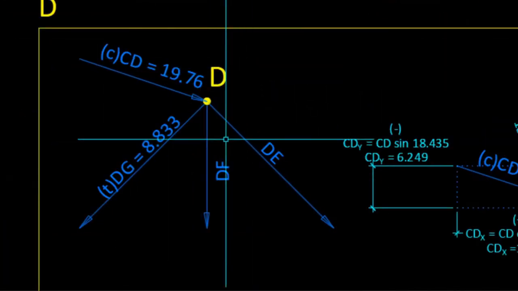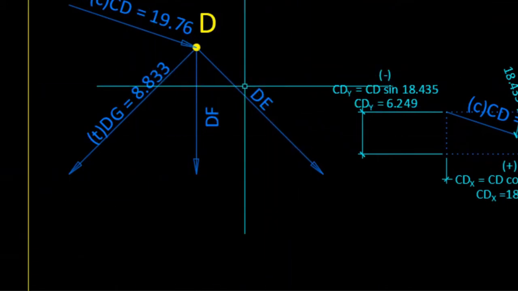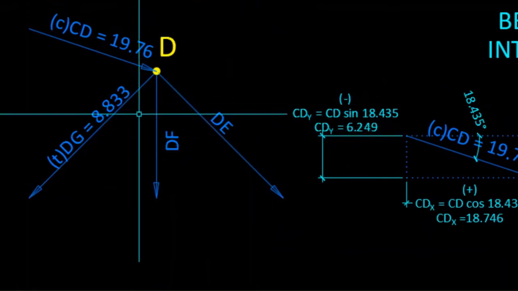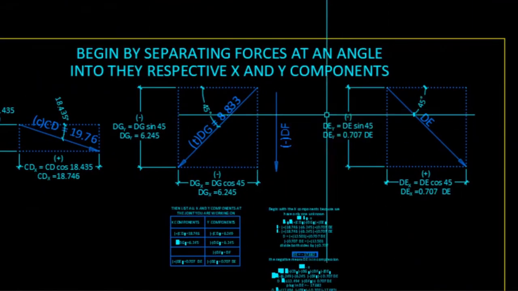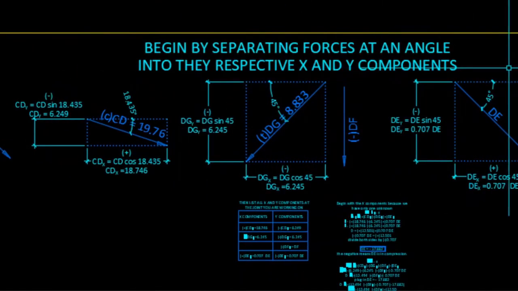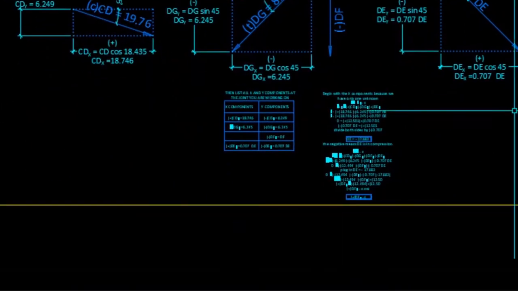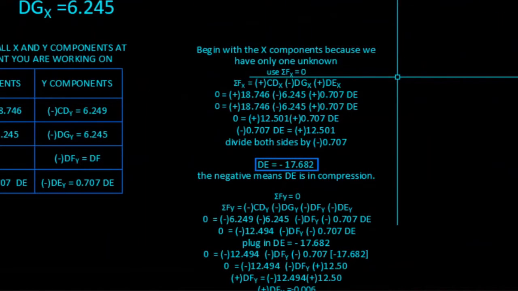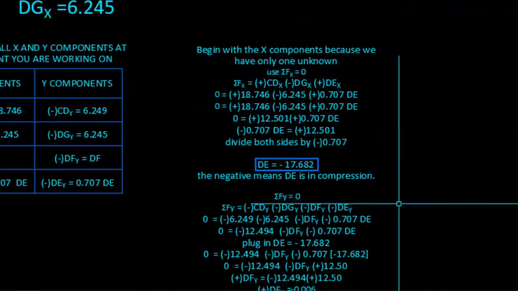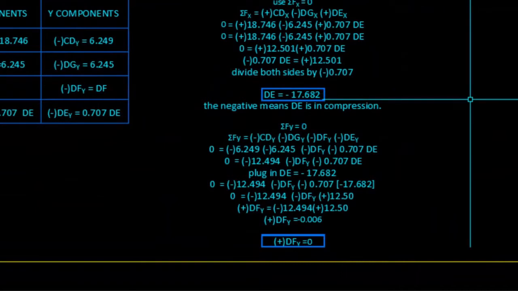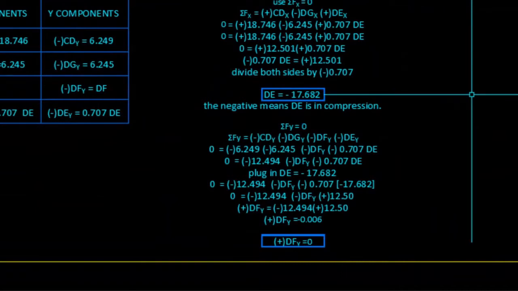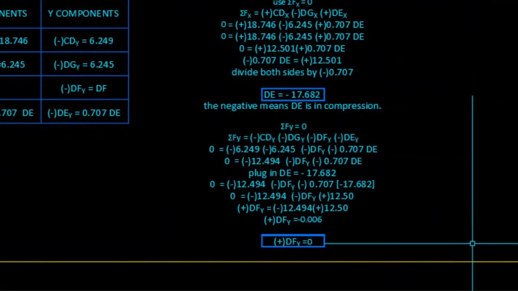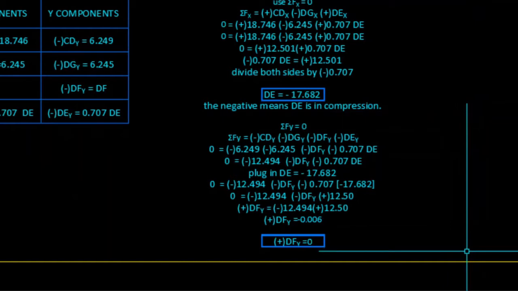Next, we move on to point D. At point D, we now have two unknown forces in the members. These are forces DE and DF. First, again, we begin by separating the forces into their respective x and y components. We list them, and then we use the sum of forces in the x direction or the sum of forces in the y direction to find that DE is equal to negative 17.682. Again, the negative meaning that it is in compression. And last, we find that DFy is equal to 0.